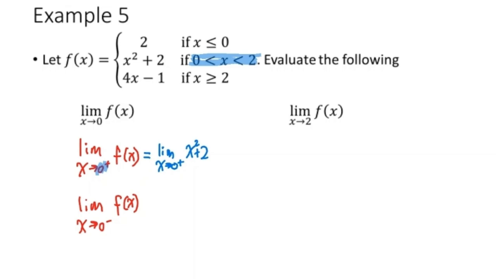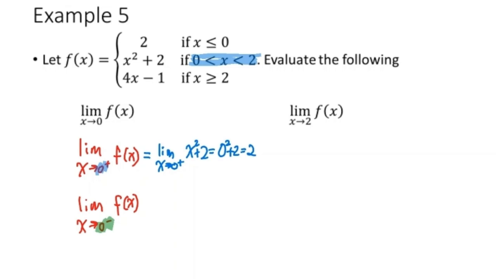X squared plus 2 is a polynomial. Even though we're taking a one-sided limit, the laws we presented were for two-sided limits. So if a law holds for two-sided limits, it will also hold for the one-sided limit. So we can evaluate our limit by plugging in 0, and when we do, we get that the right-hand limit is 2. As for the left-hand limit, x is approaching 0 from the left.